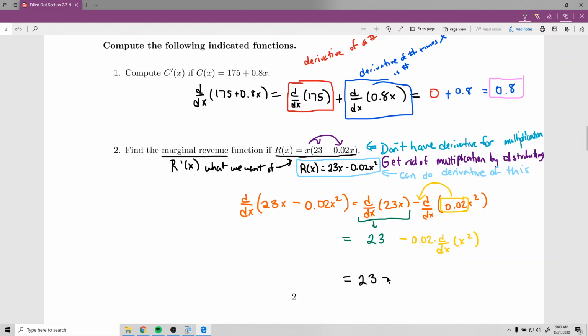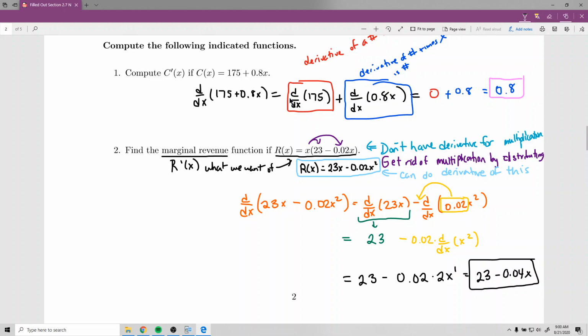We got 23 minus 0.02 times the derivative of x squared. We bring the 2 down, rewrite our x, subtract 1 from the power, and then simplify. All right, we can't combine these. The 23 is by itself. 0.02 times 2 is 0.04. X to the 1 is just x, and that is our marginal revenue function.